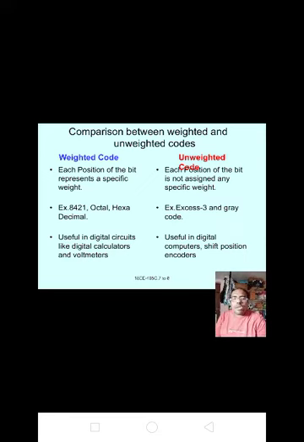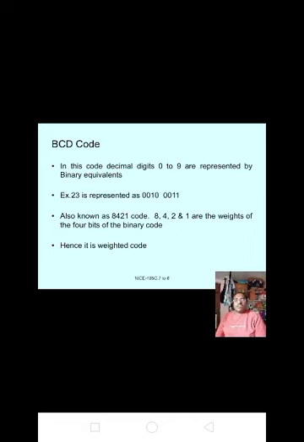Okay, completed. Now BCD code. In this BCD code, decimal digits 0 to 9 are represented by binary equivalents. It is also known as 8421 code. Here 8, 4, 2 and 1 are the weights of the 4 bits of the binary code. Hence it is also known as weighted code. A 4-bit code is nothing but a nibble. A bit means a 1-bit code. Byte means an 8-bit code. Double byte means a 16-bit code.